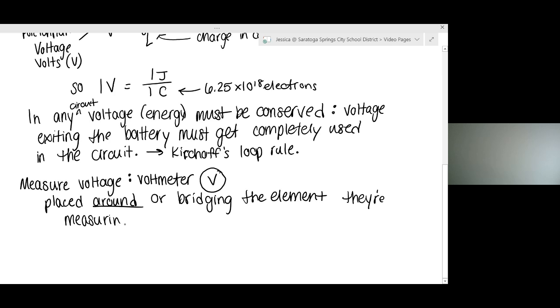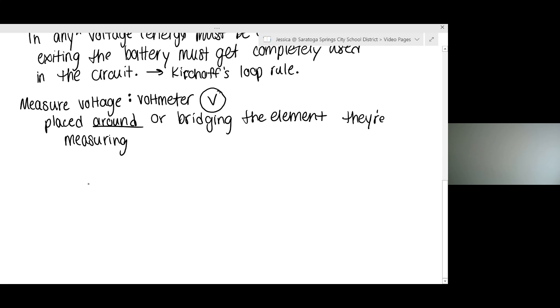Okay. And the reason why we have to bridge the element is because voltmeters measure the amount of voltage or energy used up in that element. So we need to know the amount of energy coming into the element and the amount of energy coming out of the element. So if I had a battery here, let's say this is a 9-volt battery, and I want to place my voltmeter right like that.